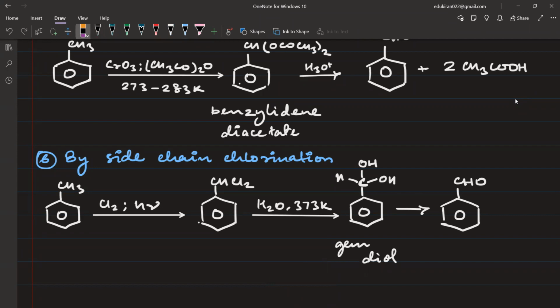Similarly, you can have gem dichloride, gem dibromide. Gem means in the same carbon atom you have two of the same groups, here two hydroxide groups. In that situation, water leaves, and you get the product.